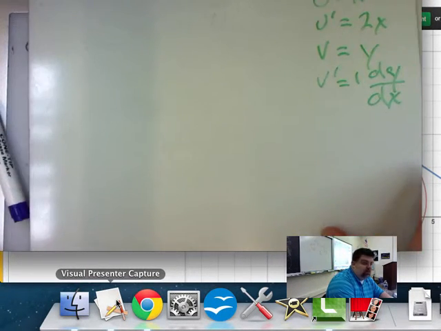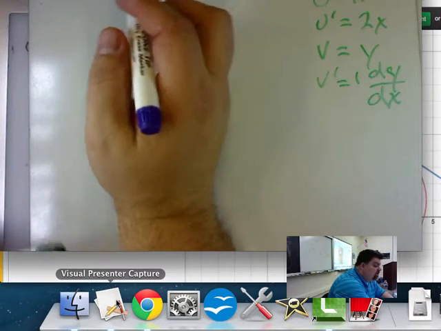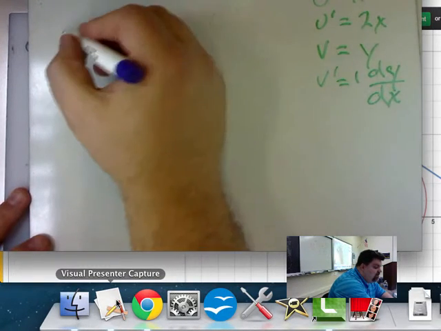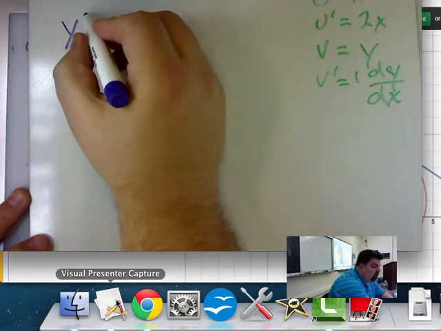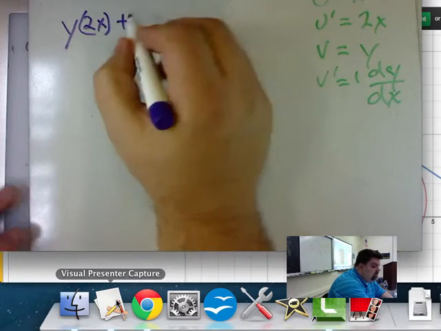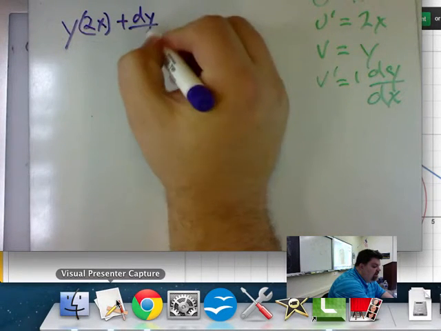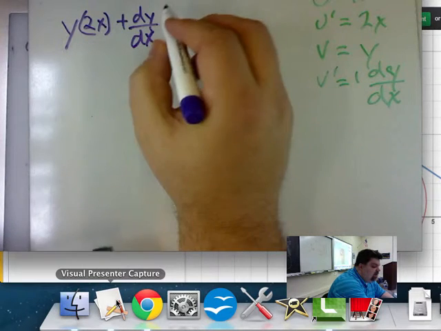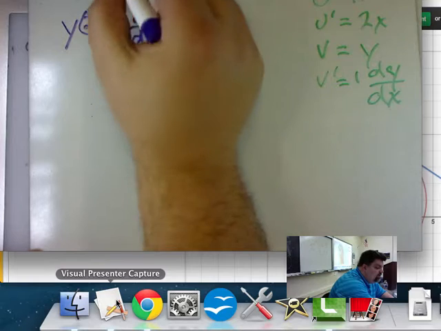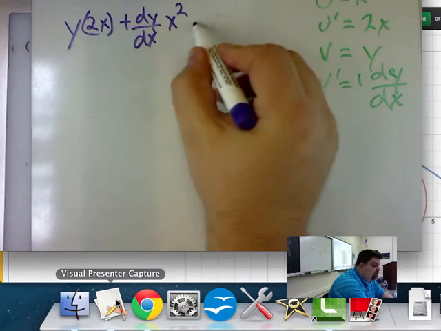Now with the product rule, to differentiate a product, I could take the first term. I think in your textbook it says v u prime. So if I do it that way, I would say y and then u prime, which would be 2x, plus v prime, which is 1 dy dx, times u, which is x squared. So that's just the derivative of this stuff here. Then I have my minus sign, so I'm going to put my minus sign.